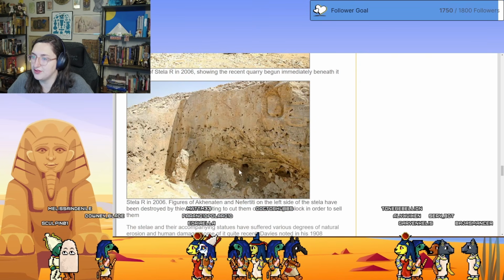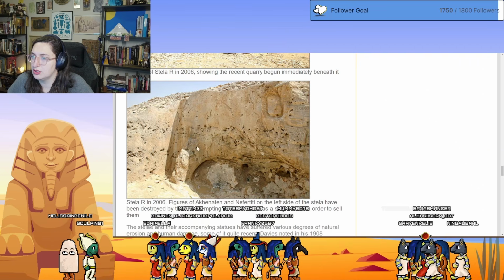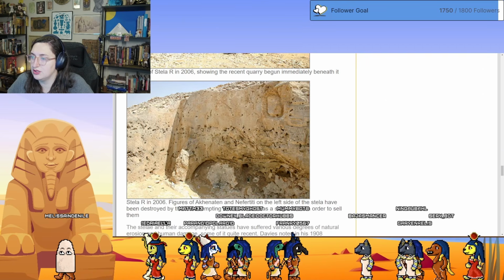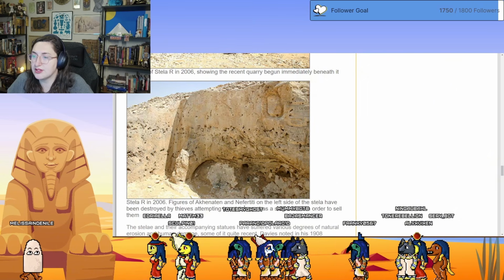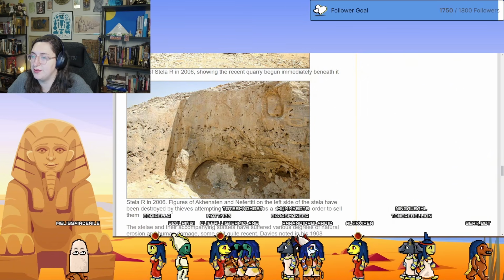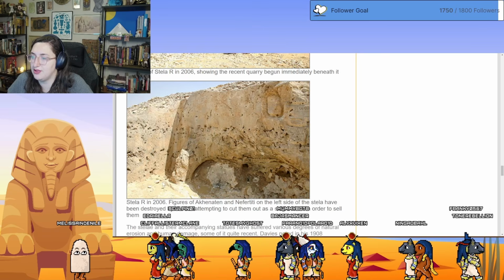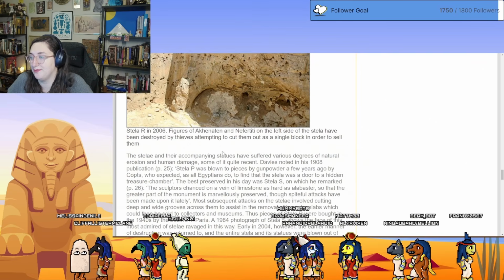Or what's left of it. Yeah. Figures of Akhenaten and Nefertiti on the left side of the stela have been destroyed by thieves attempting to cut them out as a single block in order to sell them. Of course.